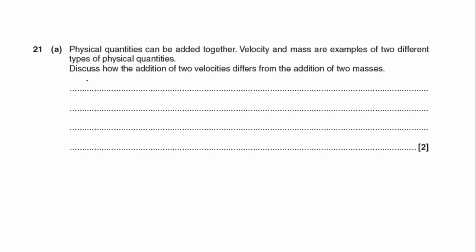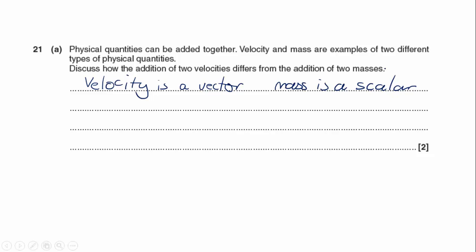So I would start this off by saying velocity is a vector and mass is a scalar, and now we've just got to work out what the difference between them actually means. And so of course with a vector the direction is important, so vectors take account of the direction and scalars don't.